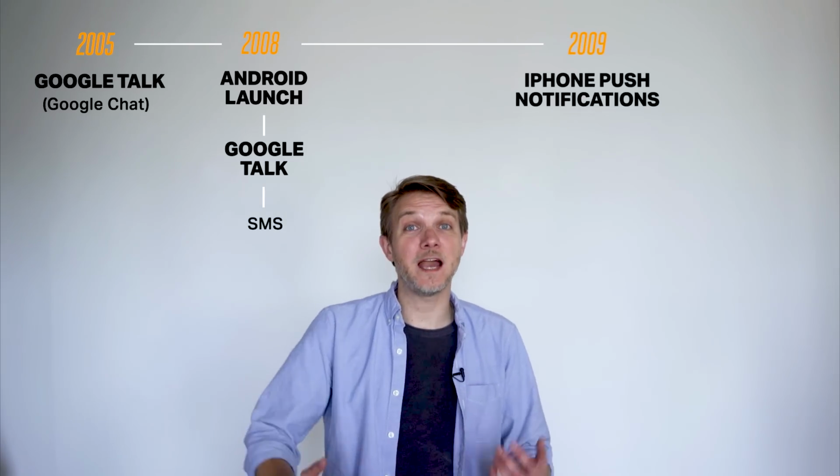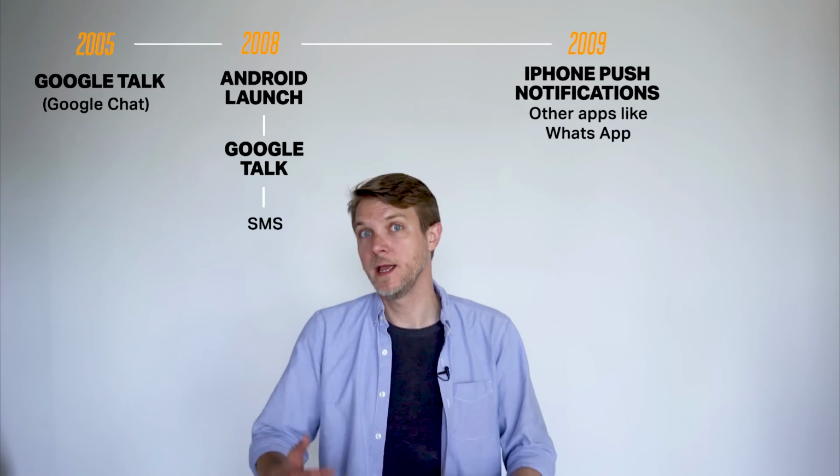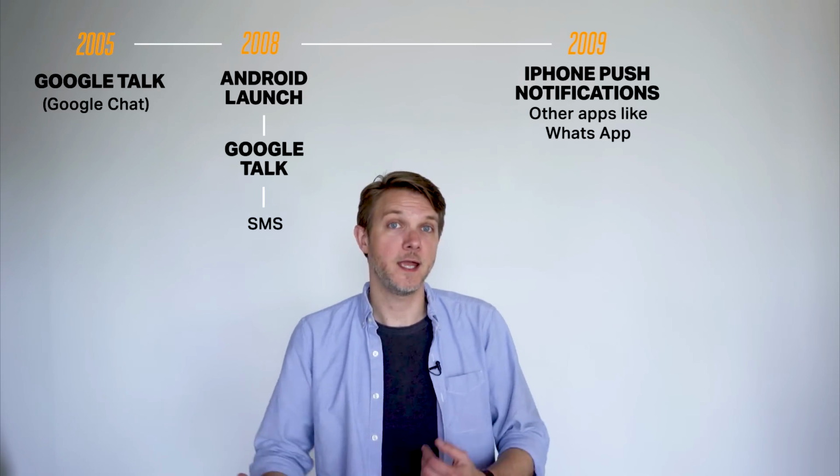Okay, so in 2005, Google launched Google Talk. You might know it as Google Chat. It was really popular. It was really good. So when Android launched in 2008, they included it alongside SMS, because that's what you do. In 2009, the iPhone got push notifications, which made apps like WhatsApp get super popular. And then when they came to Android also, it got popular there.